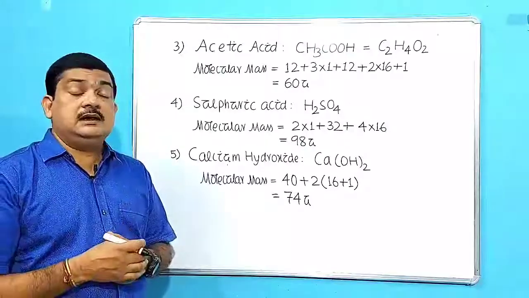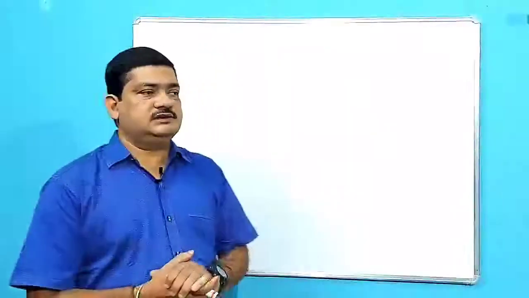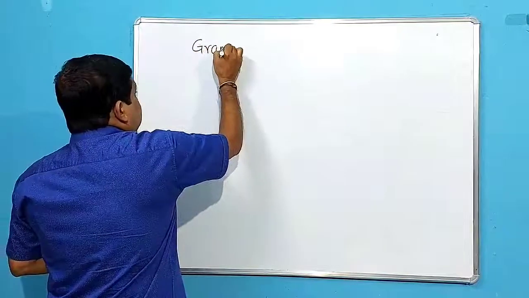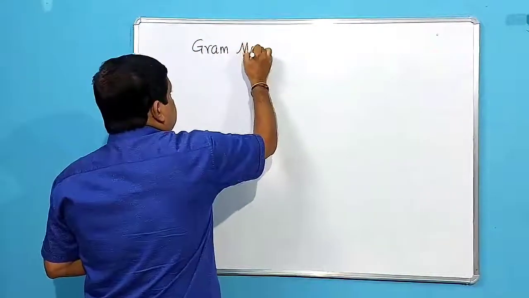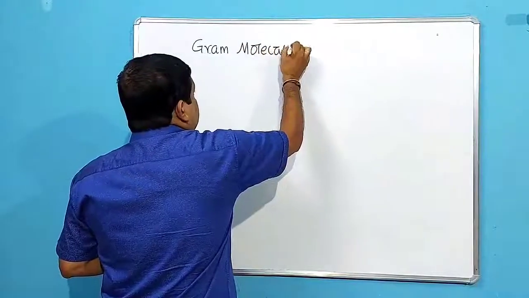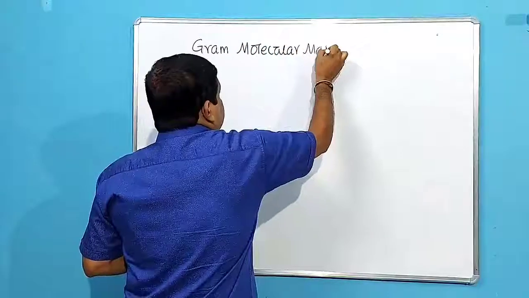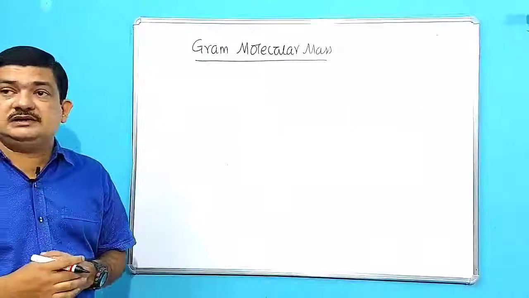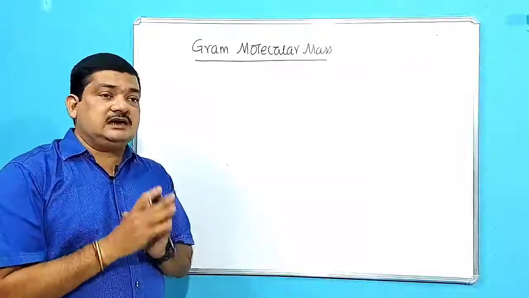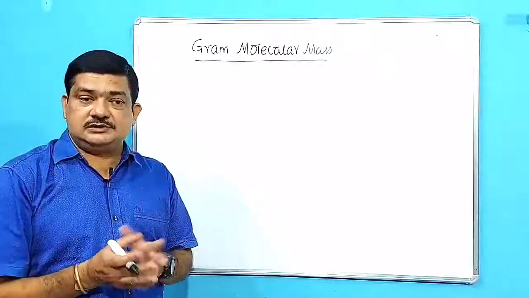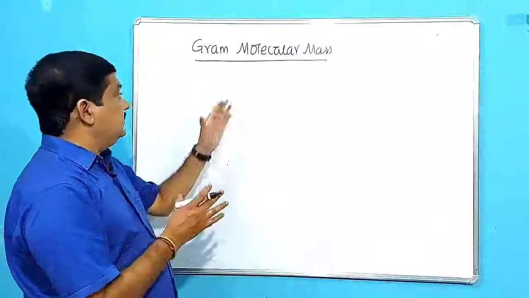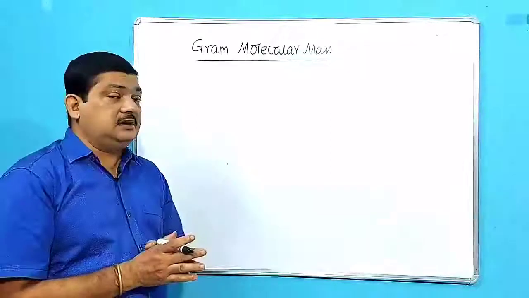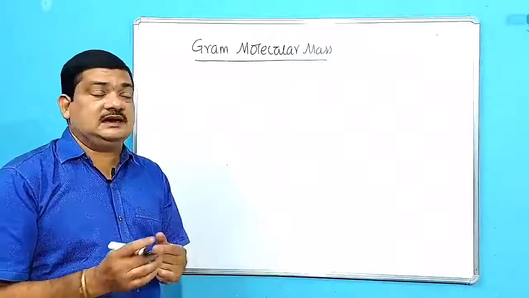Then next we'll go for gram molecular mass. So next, students, we'll discuss gram molecular mass. Similarly, you discussed gram atomic mass. Here is also gram molecular mass. So you must have remembered the definition of gram atomic mass. What is that? It is the atomic mass expressed in grams. That is called gram atomic mass. So similarly, what will be gram molecular mass? You must be having some idea now. Gram molecular mass is the molecular mass expressed in grams.